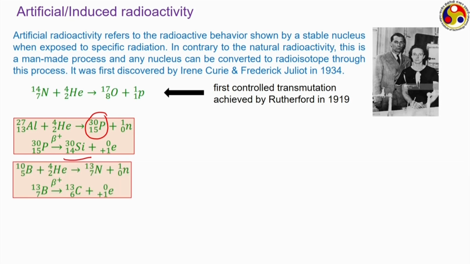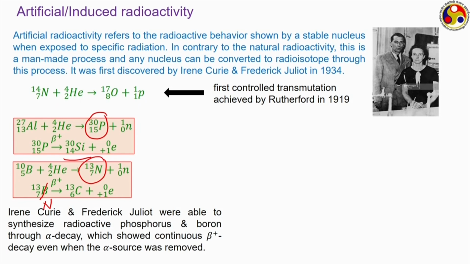Similar incident was also observed for boron 10, which after being bombarded by helium was converted to nitrogen 13. I think I have a typing error here, this should not be boron, this should be nitrogen. This nitrogen 13 went through a radioactive decay, which leads to the ejection of a positron or a beta plus element, and gets converted to carbon 13.